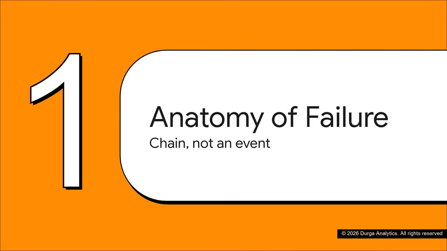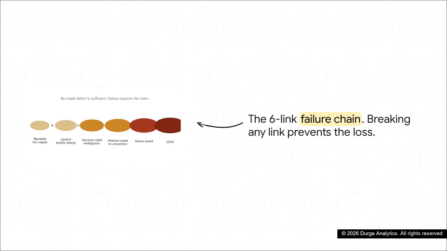Starting with Section 1, the anatomy of a failure chain. Here's our central thesis for today. Catastrophic desk failure is literally never a single event. It is always a sequential chain of broken structural links. When a desk blows up, the natural instinct in the postmortem is to hunt down that one big fatal mistake. But honestly, that's a myth.